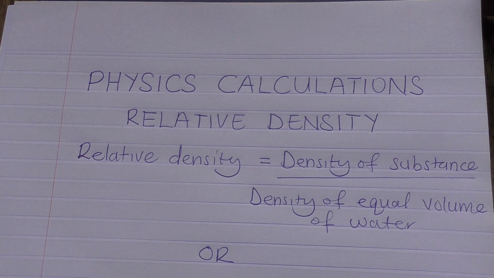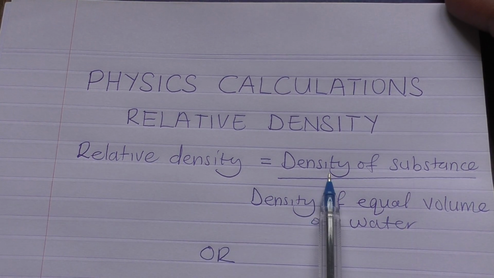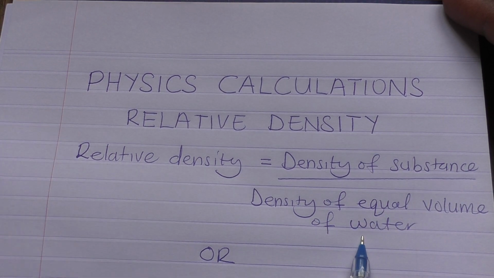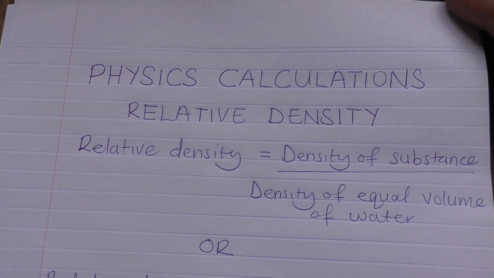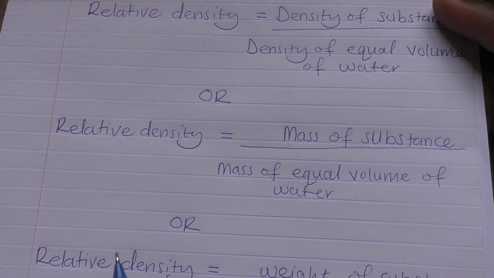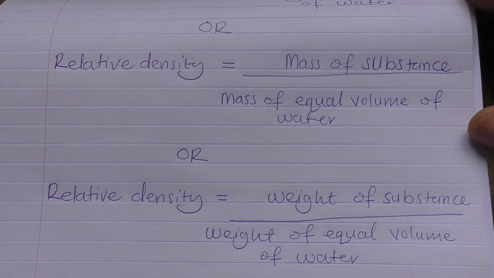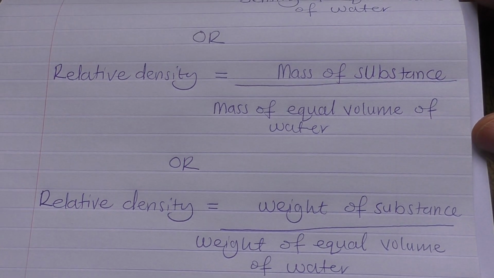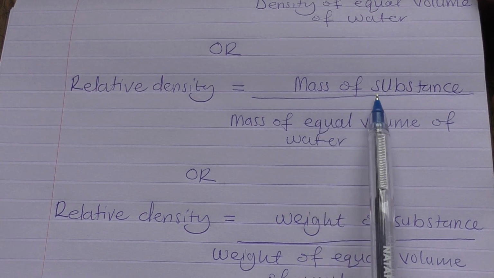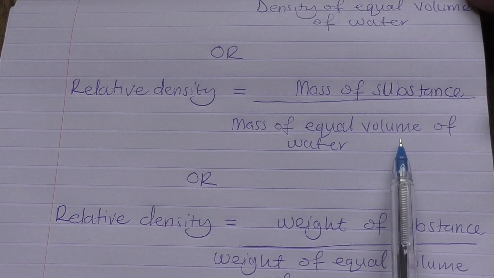And from that definition is where we get the formula for relative density, which is density of a substance over density of equal volume of water. But relative density can be defined in two other ways. We can define relative density in form of mass, whereby it is defined as the ratio of mass of a substance to the mass of equal volume of water.